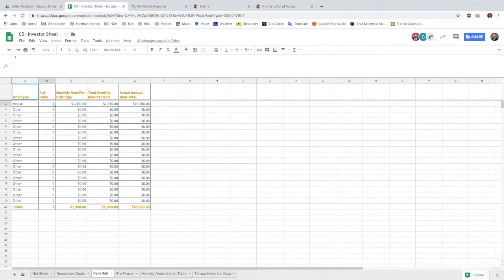So we have one unit at $1,250 per month. This spreadsheet is automatically going to update. So the total monthly rent that we're going to get per unit, and then the annual rent per unit.